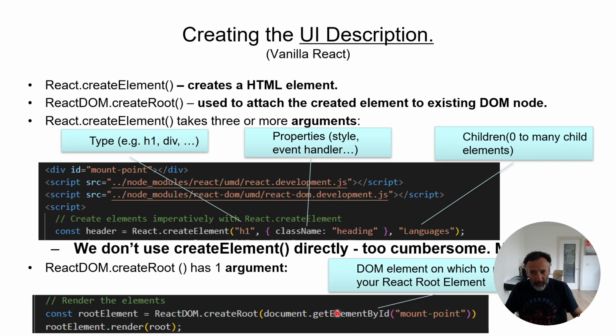You've probably come across this before in some other web dev modules, right? The DOM element in which to render your React root element. So I want to render it onto the mount point here, the element that has the ID mount point, right? And then I just call root element render root, right? So root is, we won't see it here, but this is a React element, a component that I want to render onto this root element, right?